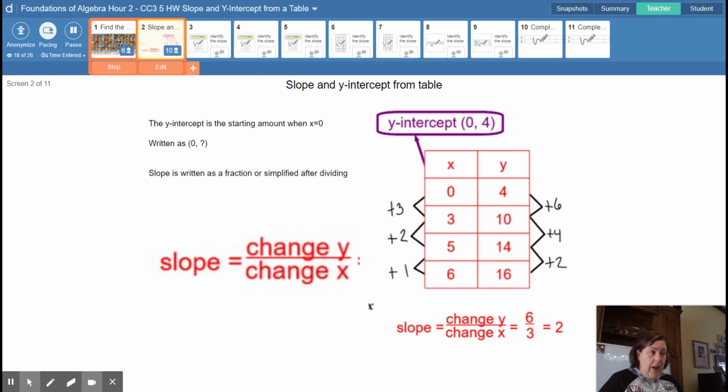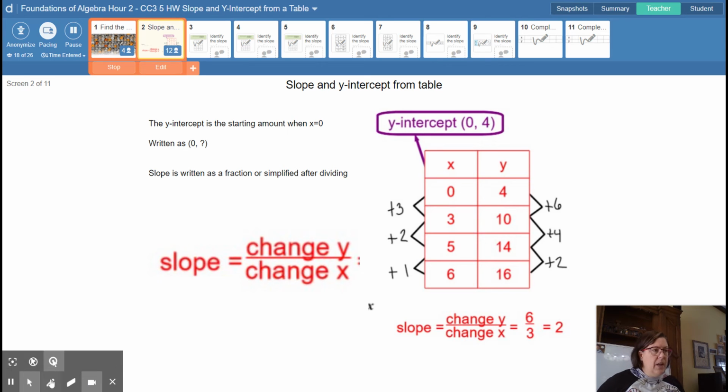Today, we're going to take a break from graphs and we're going to look specifically at tables. But it's basically the same idea. You are still looking for how much the y changes and how much the x changes. But instead of looking at a graph, you're going to look at a table. In addition to slope, you're also going to look at the y-intercept. Thinking back to y-intercept, we've talked about y-intercept being the starting value. On Tuesday, we looked at a graph and we found that the y-intercept is where that line crosses the y-axis. And the coordinate pair is always 0, something.